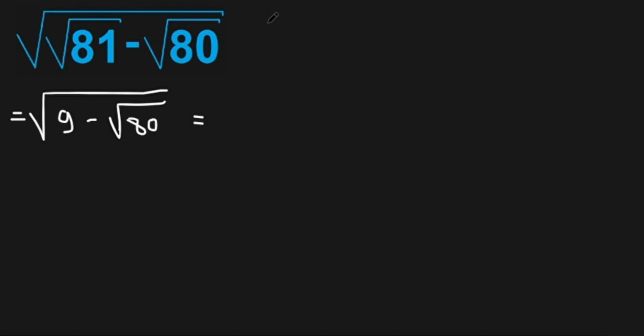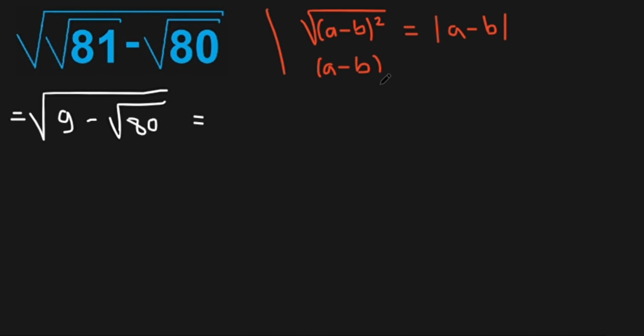But we need to know two formulas that we will need later. Square root of (a minus b) squared is equal to the absolute value of a minus b, and (a minus b) squared is equal to a squared minus 2ab plus b squared. Okay, so what do we have now?